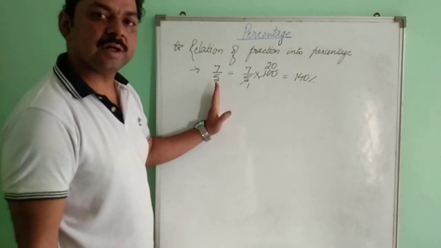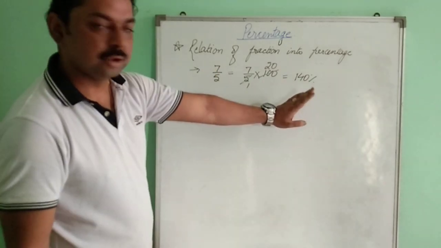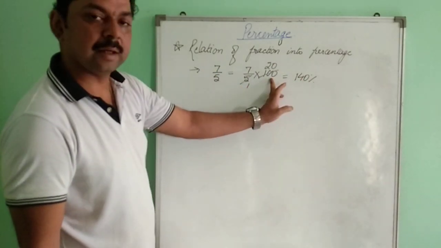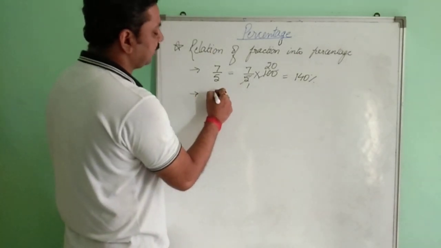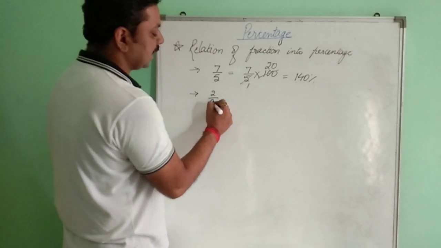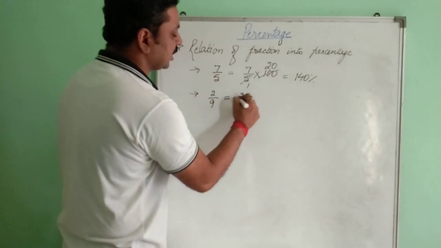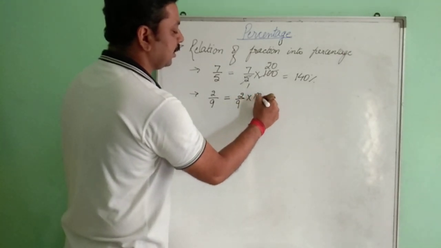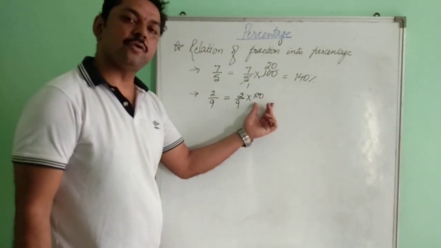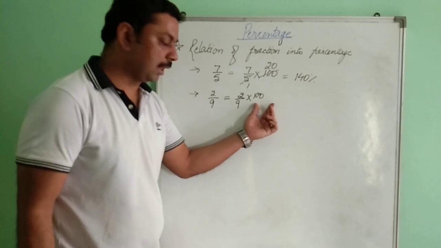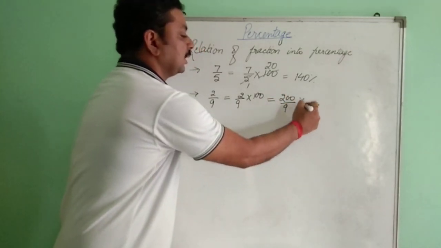Whenever you need to convert your value into percentage, you are going to multiply it by 100. Clear? Then if you have 2 upon 9, this is your fraction, you need to convert it into percentage, so 2 upon 9 multiplied by 100. Again, whatever the value, to convert it into percentage you multiply it by 100. So that is going to be 200 upon 9%.